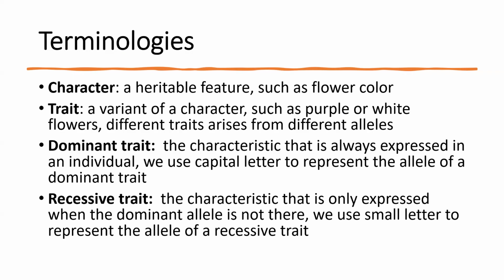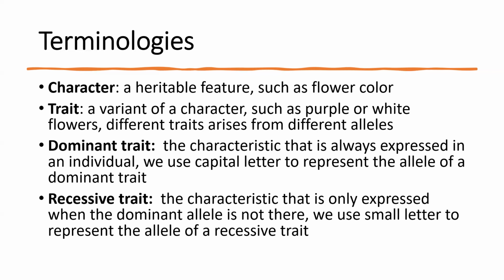When we say a character, we're talking about things that can be passed on, because there is a genetic basis to it. Only things that have a genetic basis can be passed on to future generations. So a character could be flower color. Now, a character can have multiple versions, and we call those multiple versions a trait. So one more time, characters are caused by genes and traits are caused by alleles of that gene.